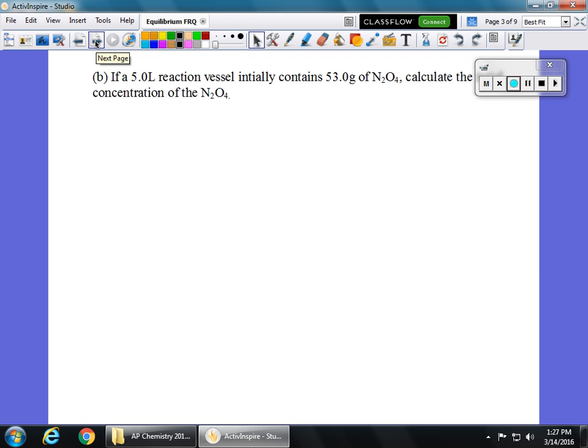Second part, part B, you're asked to calculate the initial concentration of the N2O4. So if we're going to find an initial concentration, we're given a mass in grams and we're given a volume in liters. We need to take the mass in grams of N2O4. We are going to calculate the molar mass. 92.02 is what you should come out with for every 1 mole of N2O4.